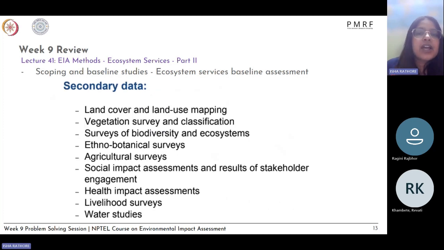Then secondary data, which you can collect from different sources, includes land cover and land use mapping, vegetation survey and classification, survey of biodiversity and ecosystem, botanical surveys, agriculture surveys, social impact assessment, results of stakeholder engagement, health impact assessments, livelihood surveys, and water studies. So you can collect data regarding these as well.